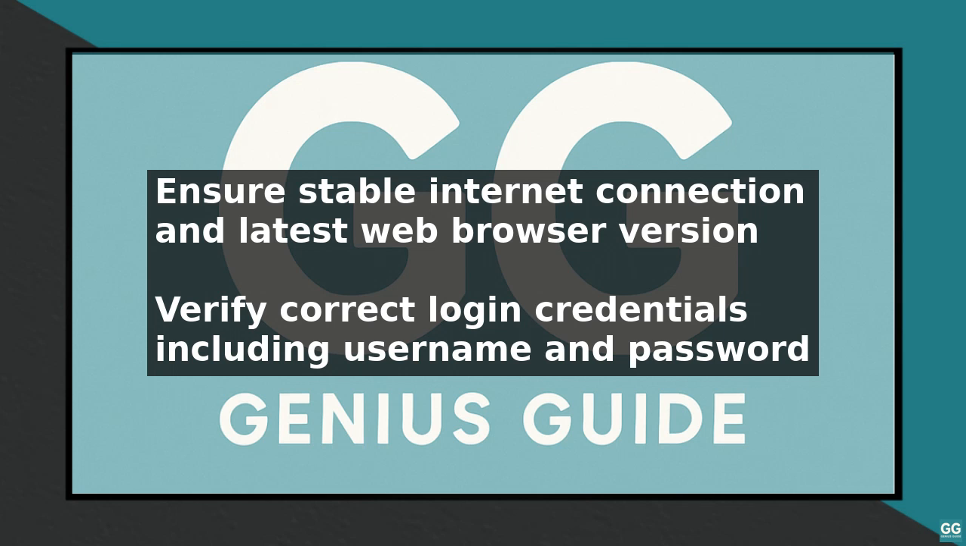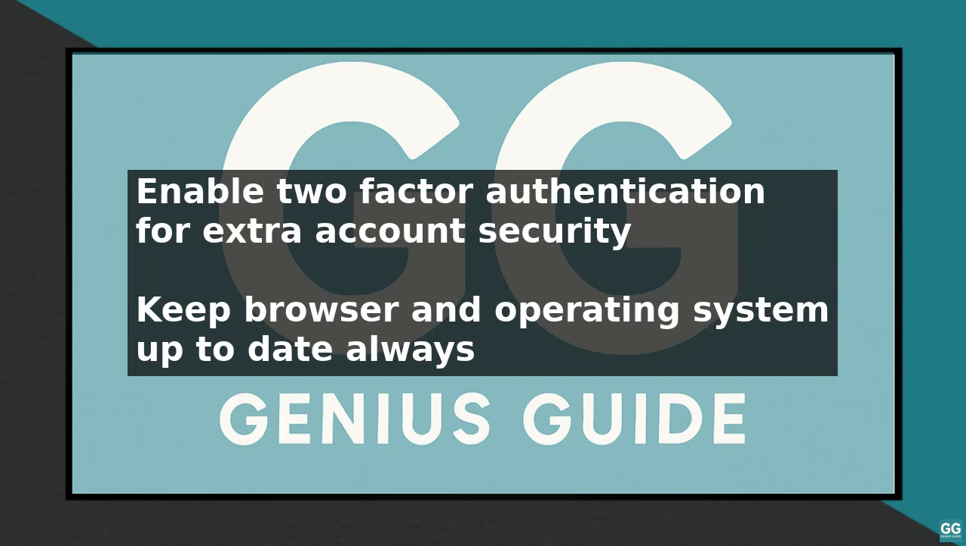If you are still having trouble, try resetting your password by clicking on the Forgot Password link on the Zopa login page. Another key step is to enable two-factor authentication, which adds an extra layer of security to your account. This will require you to enter a verification code sent to your phone or email in addition to your password.